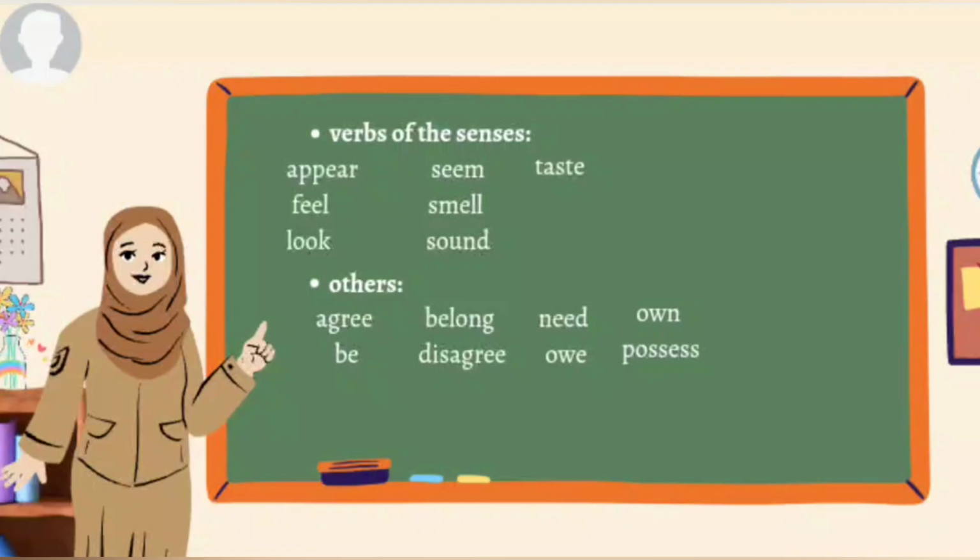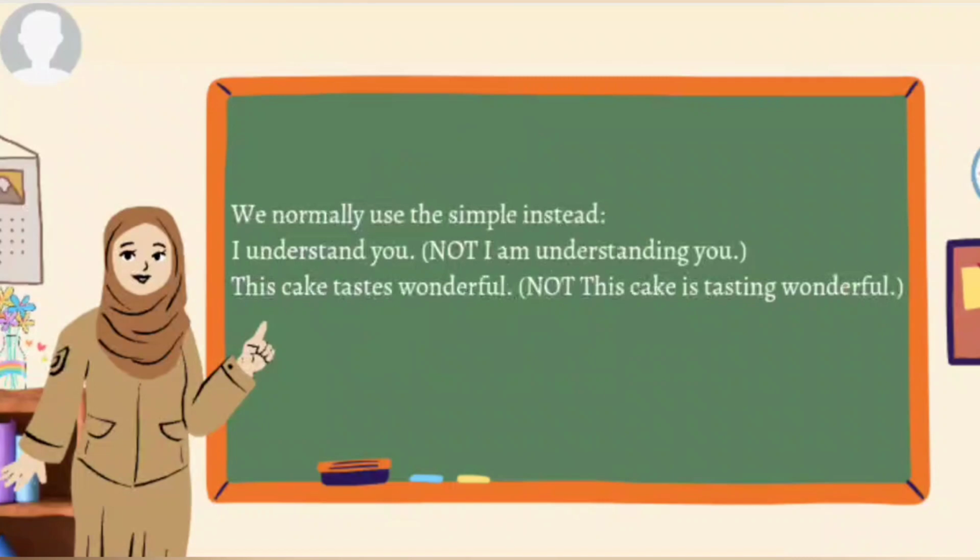Second, verbs of the senses: appear, feel, look, seem, smell, sound, taste. Third, others: agree, be, belong, disagree, need, own, possess. We normally use the simple present instead. I understand you, not I am understanding you. This cake tastes wonderful, not this cake is tasting wonderful.